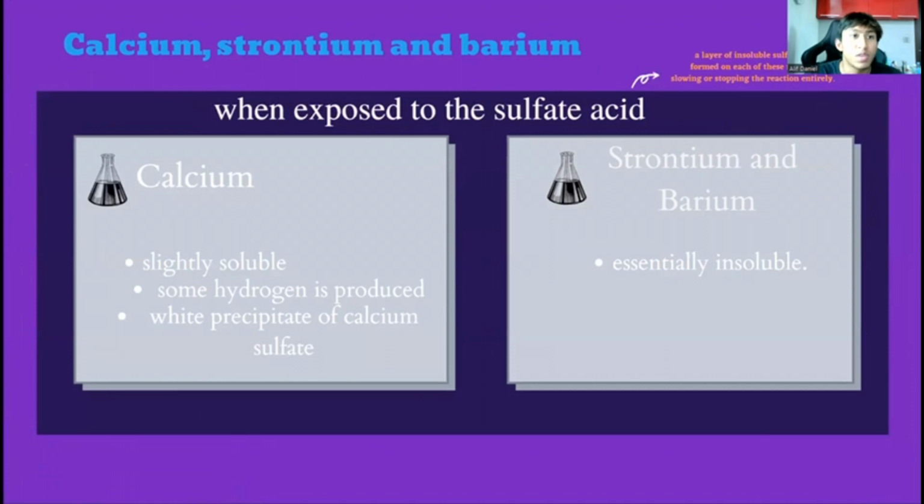And next, there is calcium, strontium, and barium. We can see that strontium and barium are essentially insoluble. The similarity is that when they are exposed to sulfuric acid, a layer of insoluble sulfate is formed on each of these metals, which will slow down the reaction or absolutely stop it. And calcium is slightly soluble, and some hydrogen will be produced when reacted with sulfuric acid, and we will also observe a white precipitate of calcium sulfate.